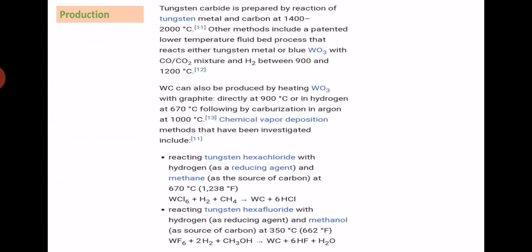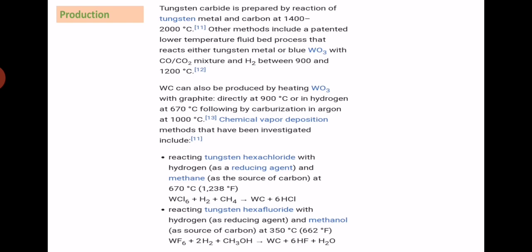WCl6 plus H2 plus CH4 gives us our tungsten carbide, that is WC plus 6HCl. That's the main reaction. In other words, again, tungsten hexafluoride is reacting with hydrogen as a reducing agent and methanol as a source of carbon at 350 degrees Celsius or 662 degrees Fahrenheit.